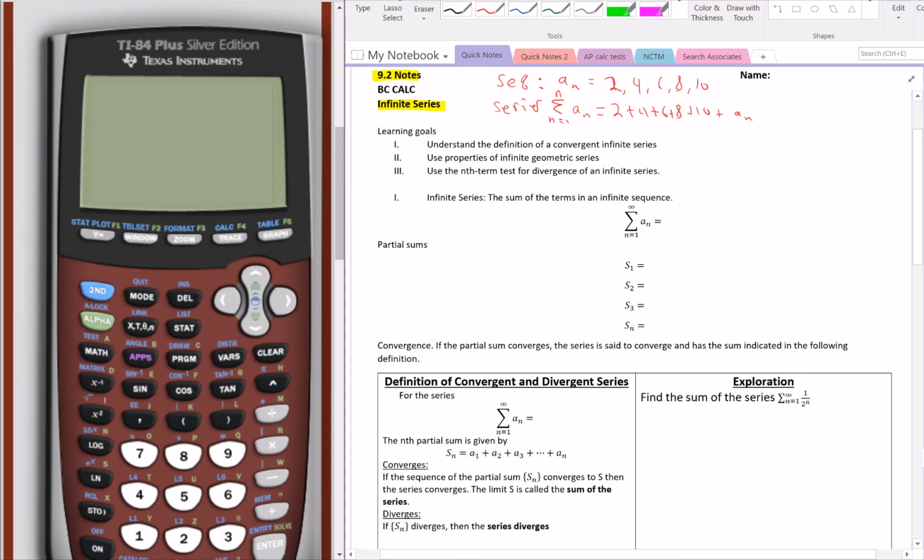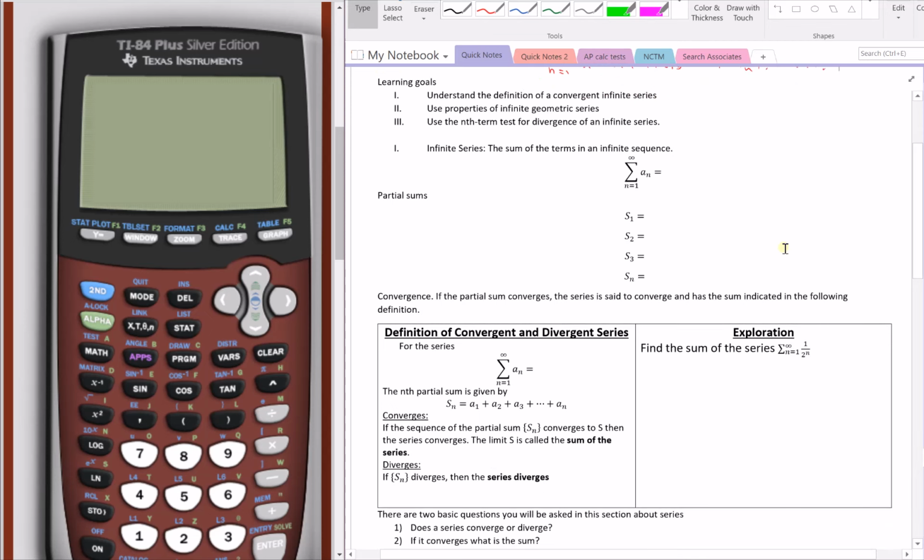And because we're talking about infinite series, we're going to go all the way to infinity. We're going to add these up forever and ever and try to figure out, does it add up to a specific number, or does it just keep increasing forever, or does it decrease forever, or does it do some funky something else? So that's what we're trying to figure out in this section. The first thing we want to do is get a really good understanding of what a series is.